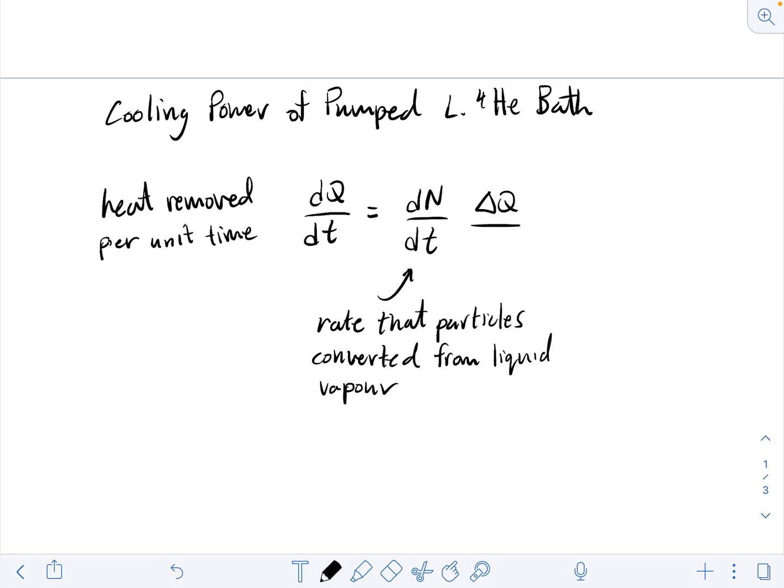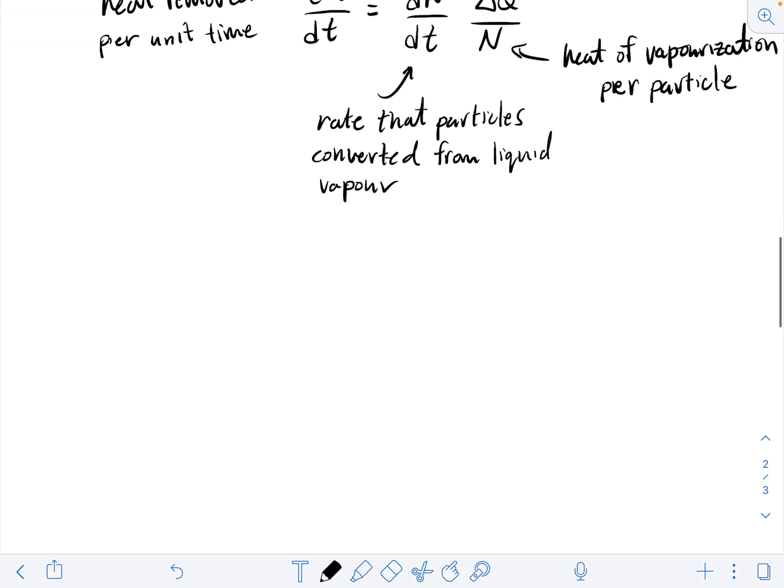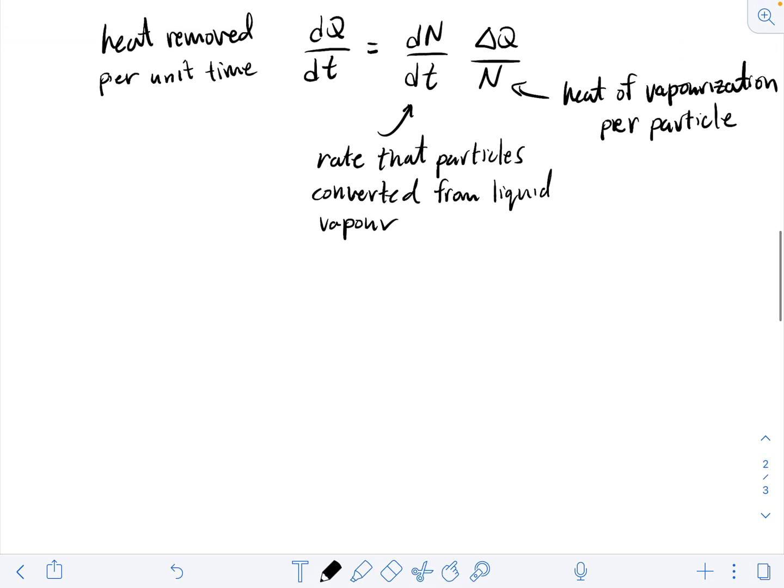So if delta Q is this latent heat, then for each particle that is converted from liquid to vapor, we remove an amount of heat equal to the latent heat per particle. So this is the heat of vaporization per particle. Remember, the latent heat was the heat needed to completely vaporize the entire amount of liquid.